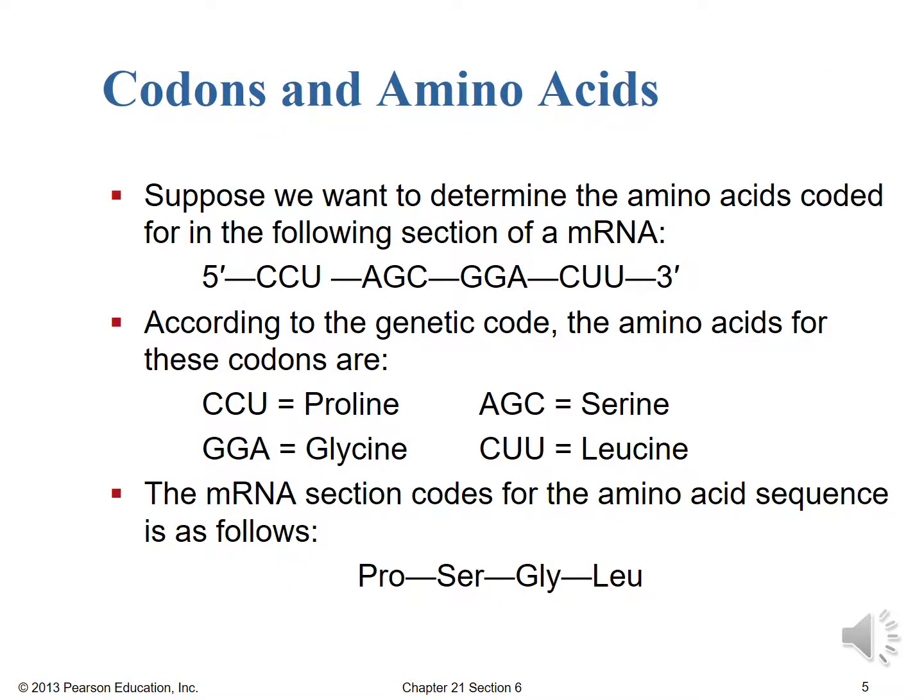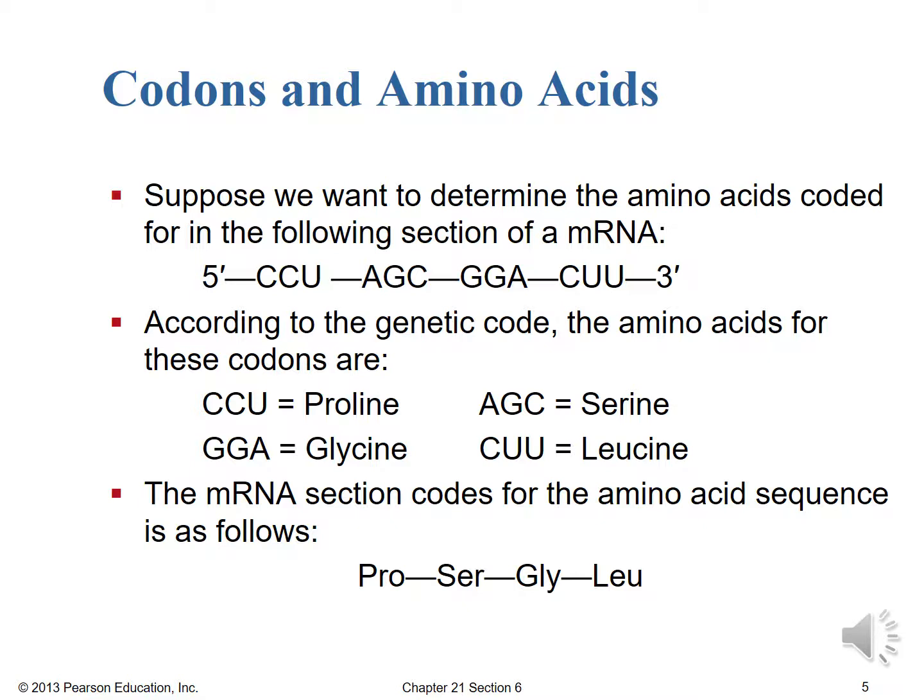Okay, so looking further at these codons and amino acids, suppose we want to determine the amino acids coded for in the following section of a messenger RNA. So we have the 5' end, we have CCU, AGC, GGA, and CUU, and then we're at the 3' hydroxyl group. So according to the genetic code, we have our amino acids for these codons. The CCU would be proline, the AGC would be serine, GGA would be glycine, and then CUU would be leucine. So our mRNA section codes for the amino acid sequence as follows: prolyl, seryl, glycyl, leucine, if you remember your naming of peptides. So there we have it.